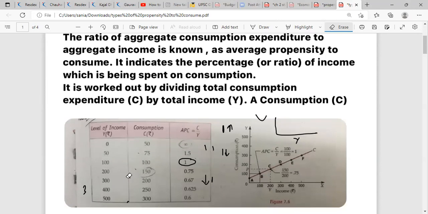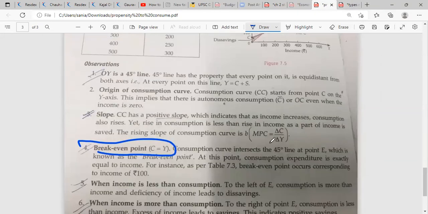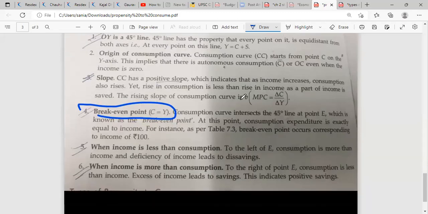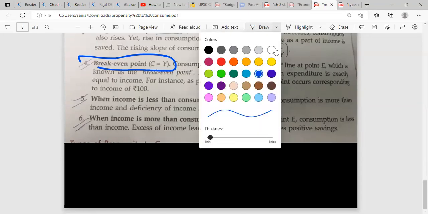Can anyone tell me what we were doing in the previous class? I think we completed the average propensity to consume. In the previous class, we were doing the consumption function. Yes, this one only. We were done with this, and we have to start the new topic. Okay, good. So basically, students, this is very important.